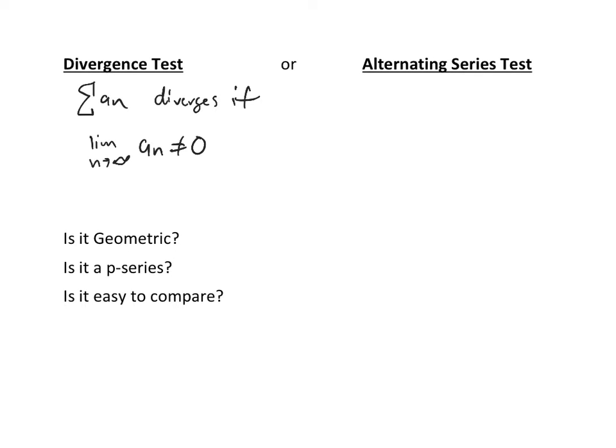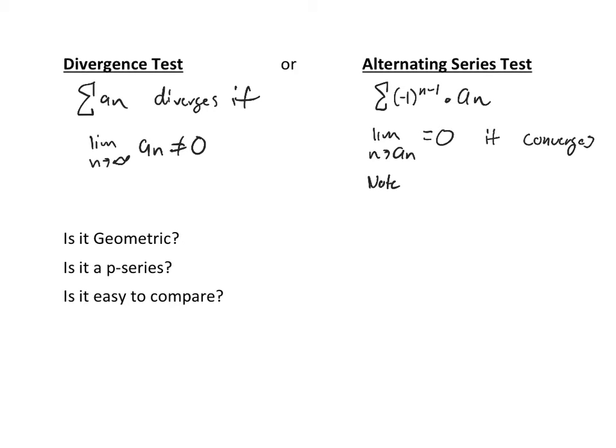Now let's say it's an alternating series. An alternating series is going to be in the form (-1) to the n minus 1 times some a sub n, or it could be (-1) to the n. To determine if this series converges or diverges, all we have to do is look at the limit as n approaches infinity of a sub n, and if it equals 0, it converges. So very simple.